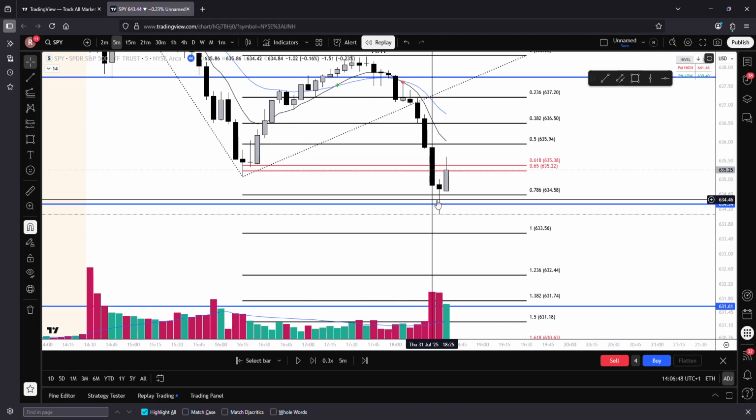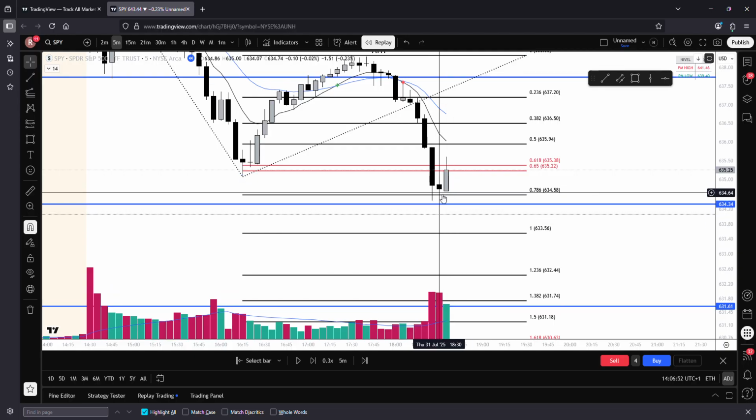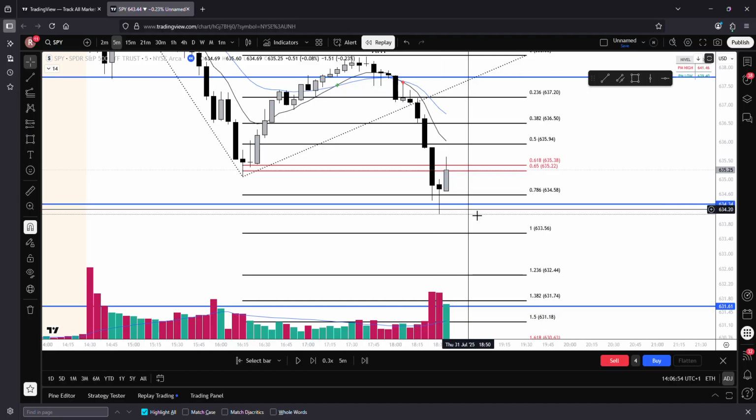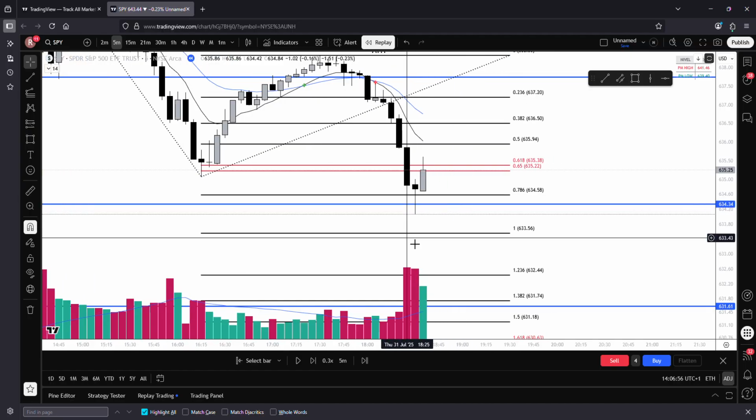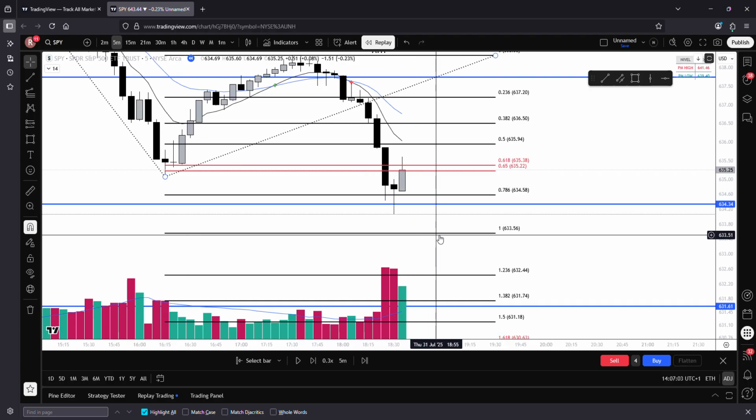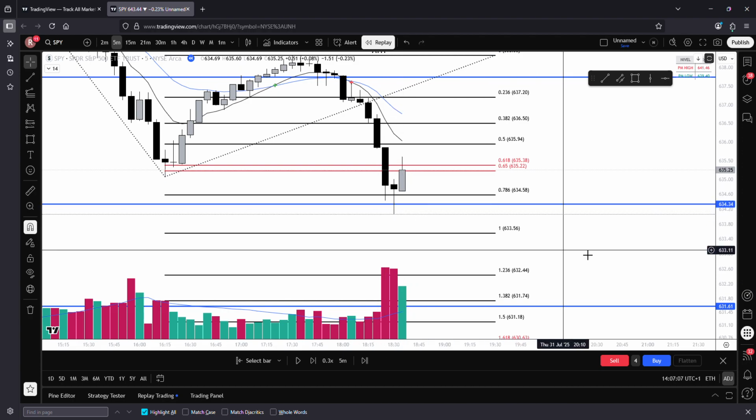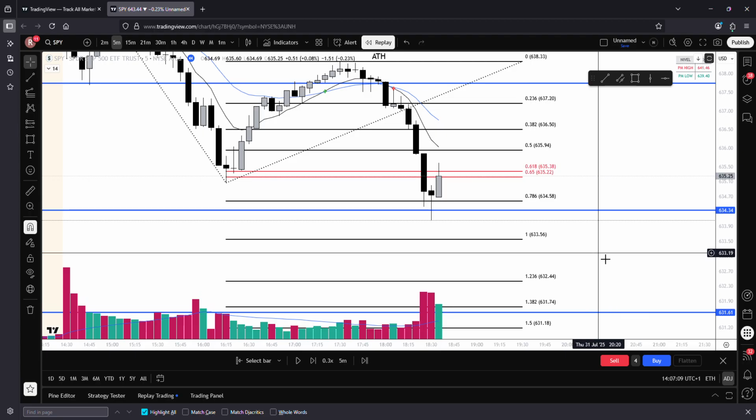We've come down, flushed straight through the golden pocket, but we've hammered off of 786 and this support resistance level here. Good volume coming in. Look at the lower wick here and here, so it shows you that bulls are stepping in to defend this level.